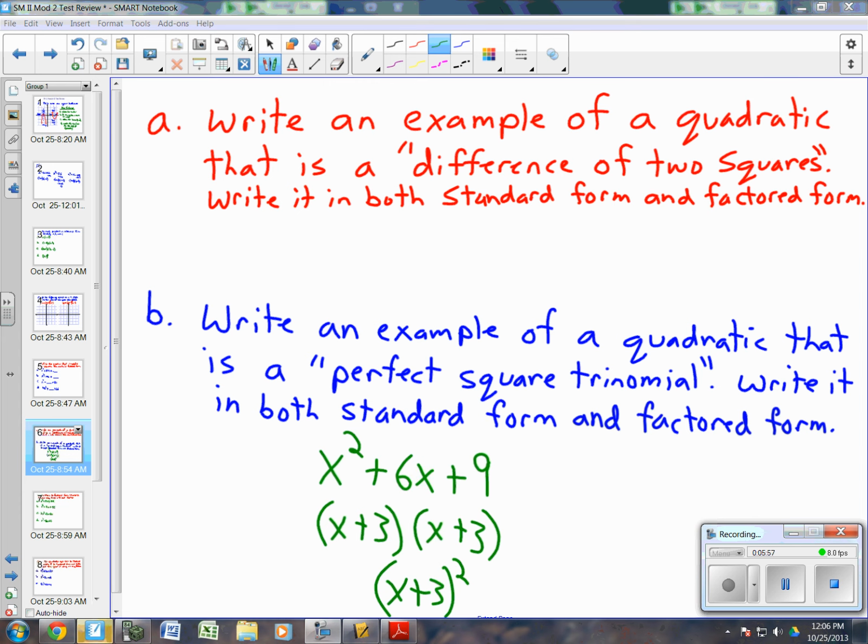Okay, now, x squared plus 6x plus 9 is known as a perfect square trinomial because when you factor it, both factors are exactly the same. Do you understand now what a perfect square trinomial is? Yes.